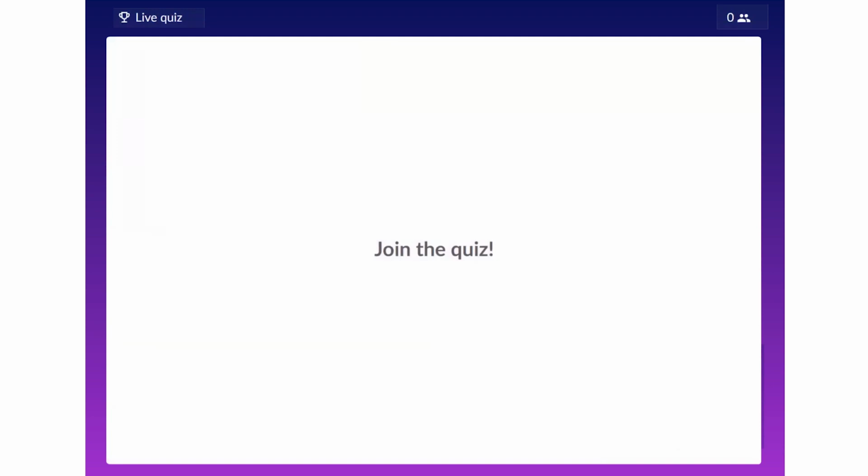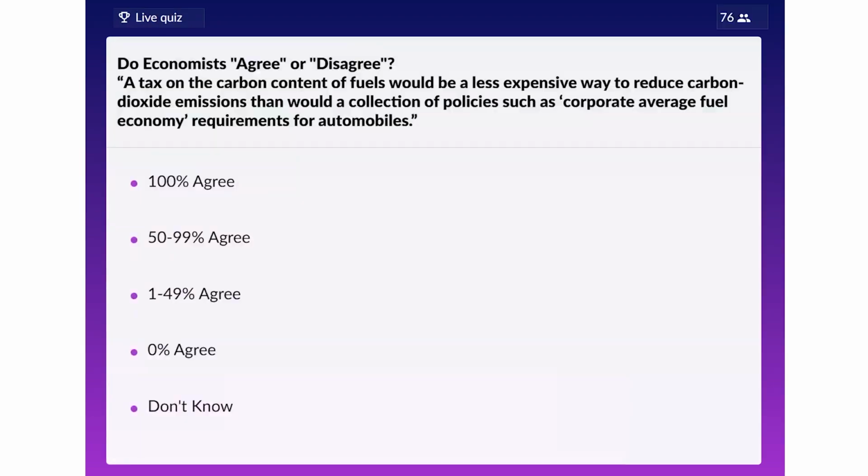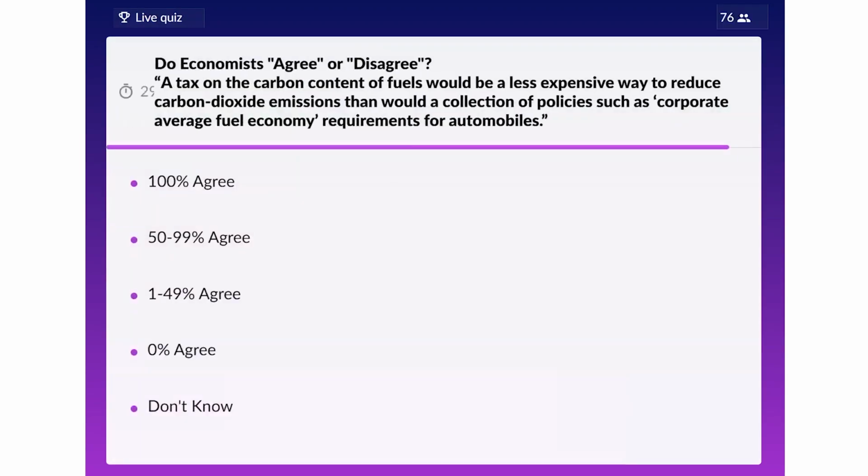Now we'll go to the prediction question. When the panel surveyed the economists, do economists agree or disagree with this statement? So it's 100% agree, 50 to 99% agree, 1 to 49% agree, 0% agree, or don't know.